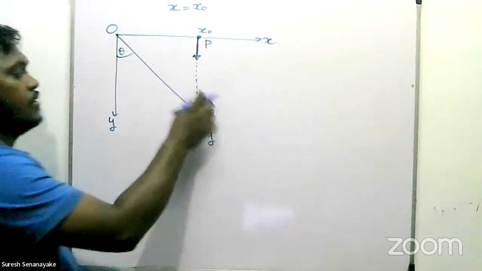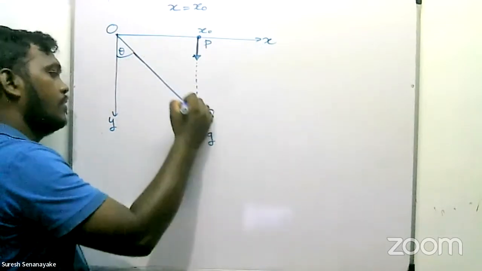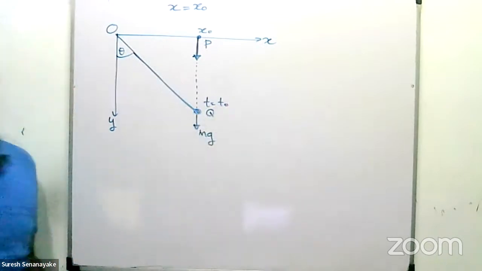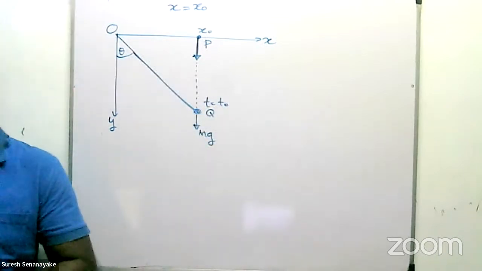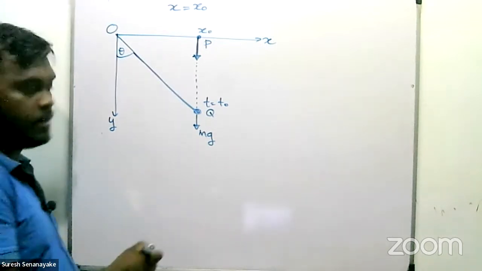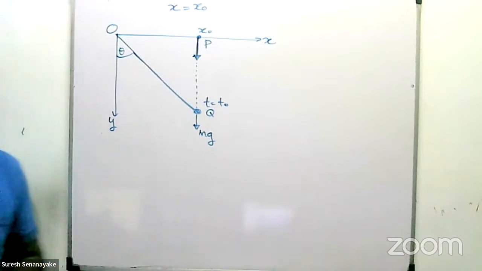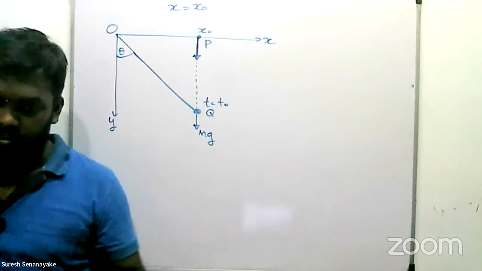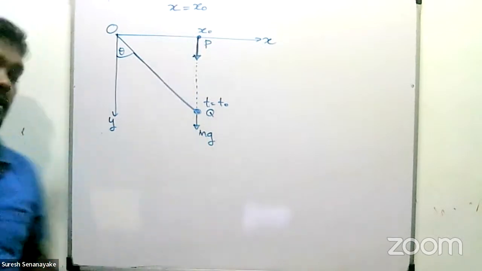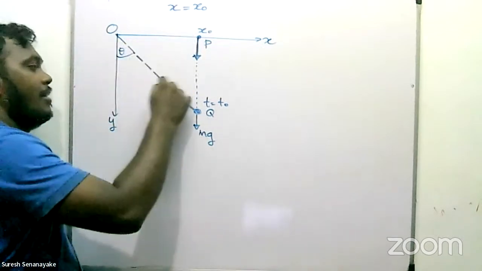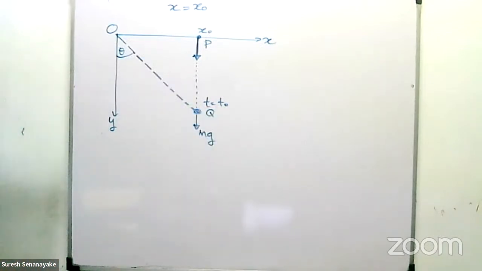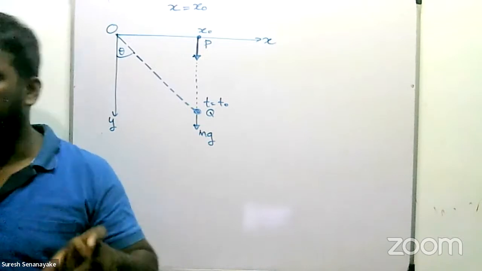Then write the first part of the question. It falls in this way. So given that, after time T naught it is at a point like Q. That is the question. So write the first part.